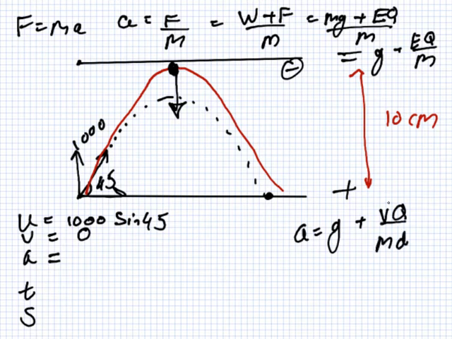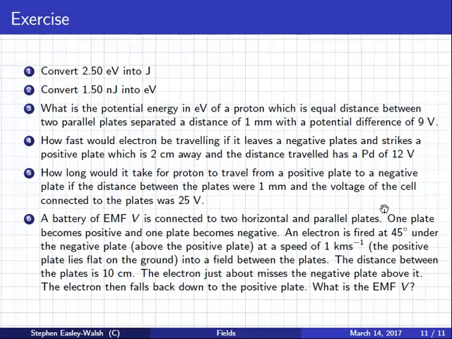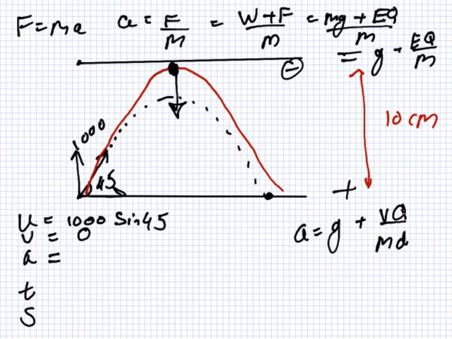And the V we know or don't know? No, the V is what we're looking for in the question. Yeah, isn't it? Voltage? Well, yeah, what is the voltage? The Q we do know, what is it? It's E, electron. The M we do know, and the D we do know.